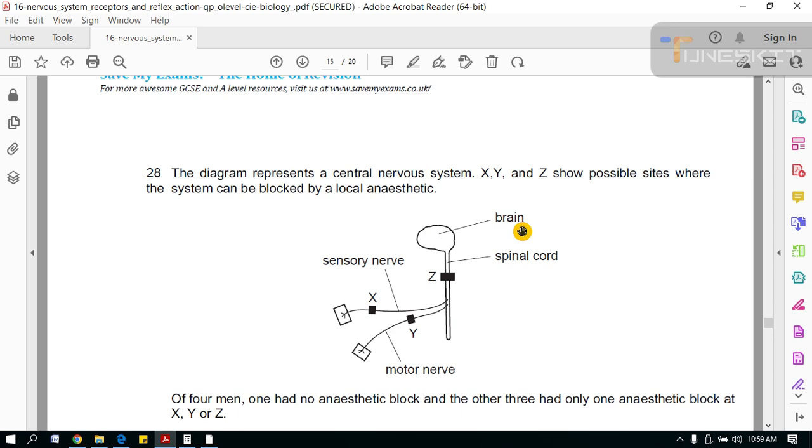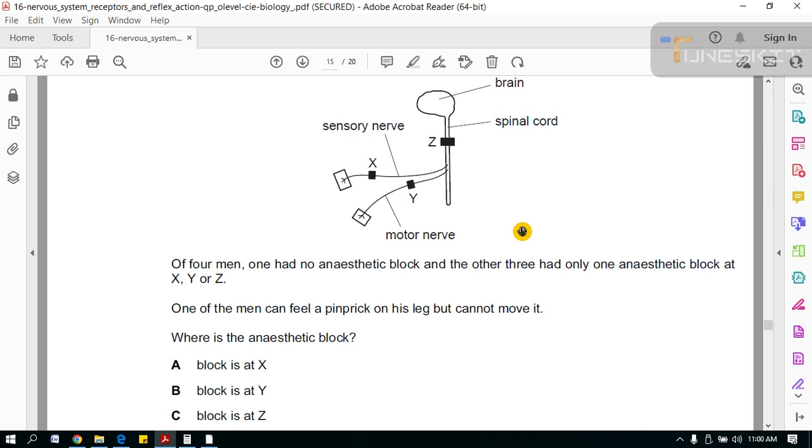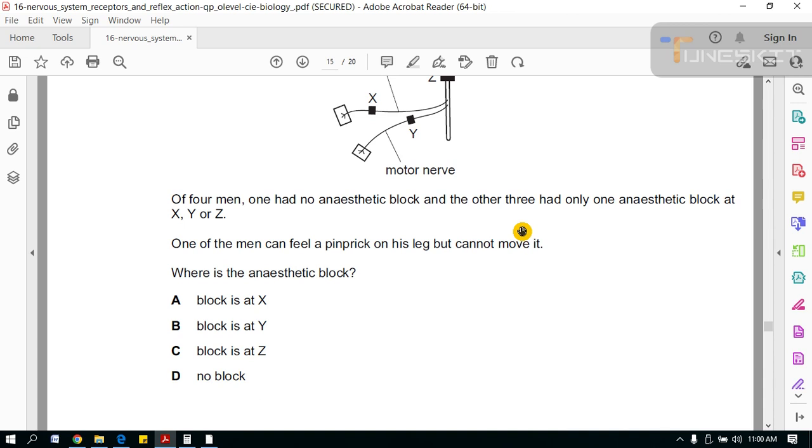Alright. So the diagram represents the central nervous system, with X, Y and Z showing possible sites where the system can be blocked by the local anesthetic. You have Z, X is the sensory nerve and Y is the motor nerve. Of 4 men, 1 had no anesthetic block and the other 3 had only 1 anesthetic block at X, Y and Z. That is the scenario. So here, the question: one of the men can feel a pinprick on his leg but cannot move it. Where is the anesthetic block?